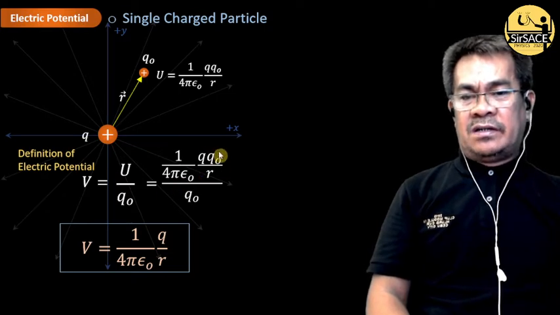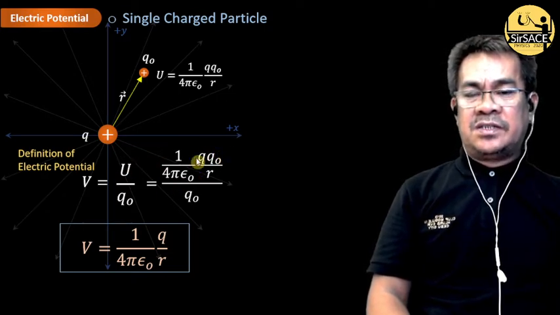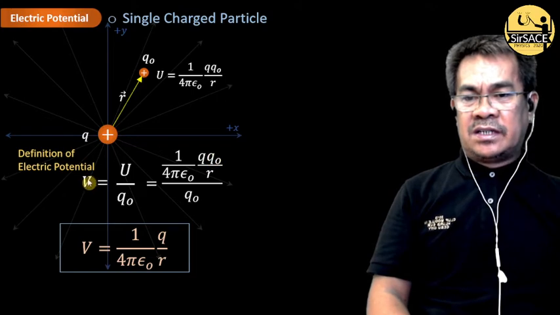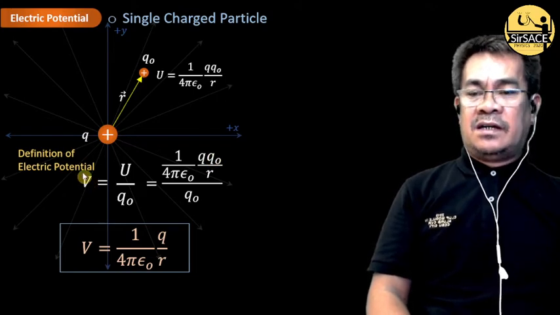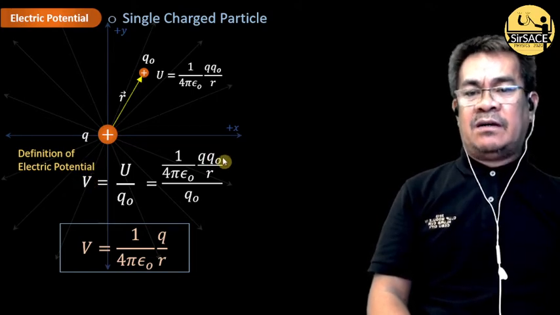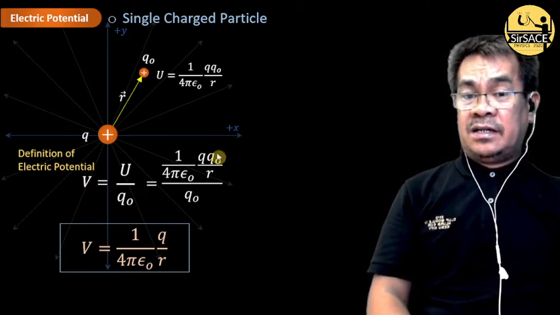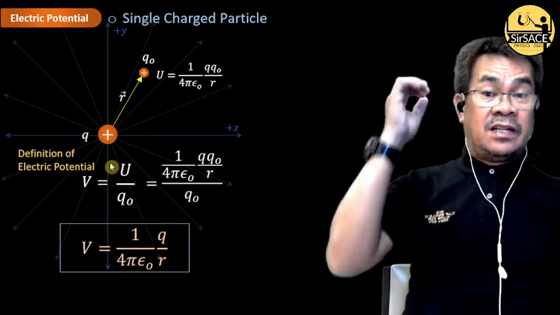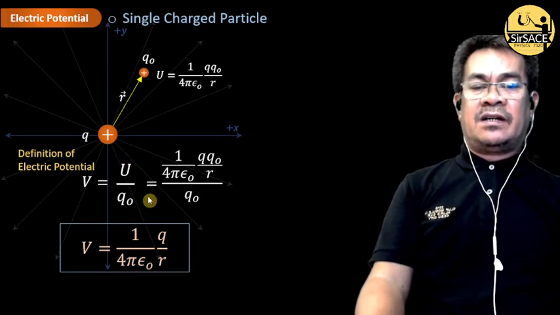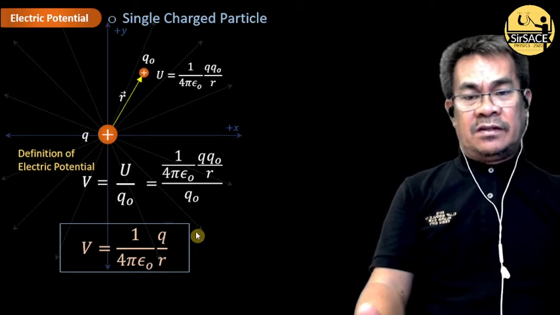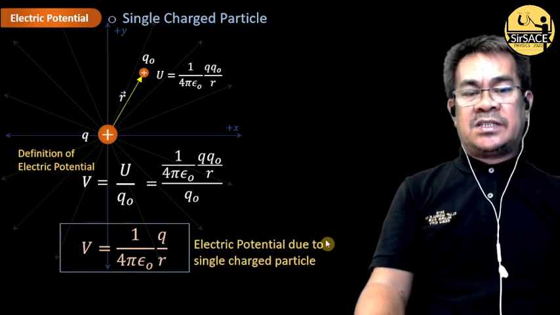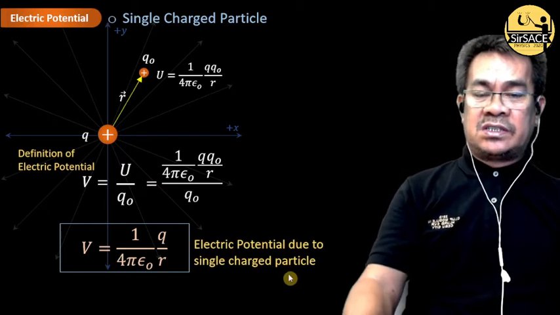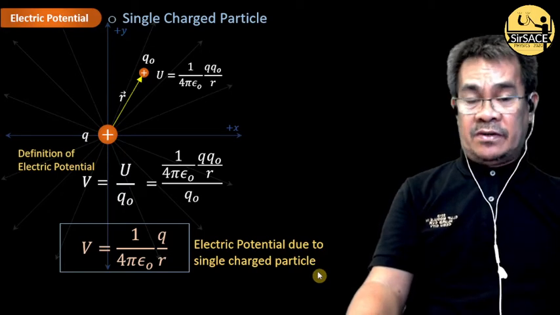Actually, we are removing the Q naught from the energy. If we remove the Q naught, the answer is electric potential. But if we multiply that potential by the moving charge, the answer is energy. Very clear. So take note, this is the electric potential due to a single point charge, and the unit is volt.